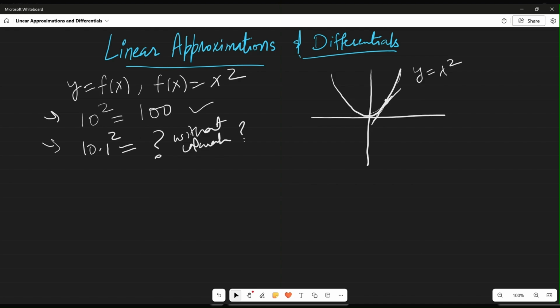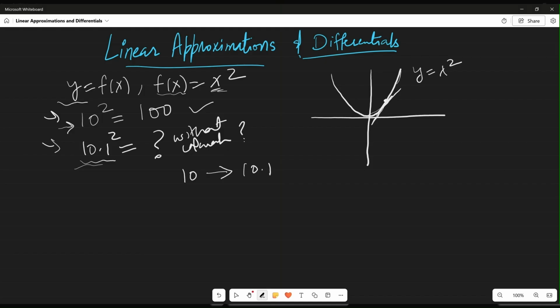So that's the idea behind linear approximations: how to find a value based on what we already know from the closest value to that particular number. So we already know 10 squared is equal to 100, right? Maybe plug in the value here. But now we want to know 10.1 squared. What does that give us as the value on this graph?